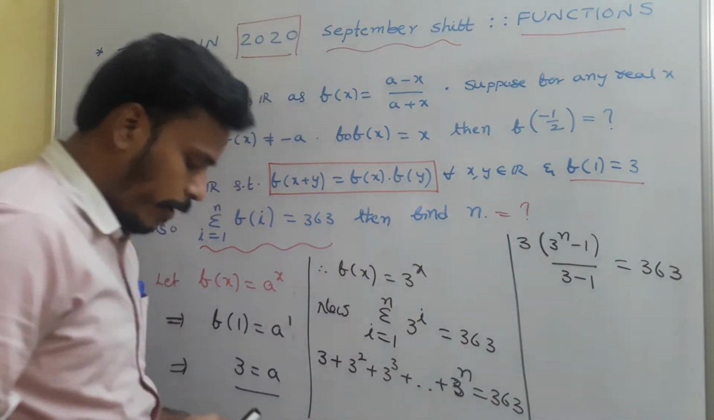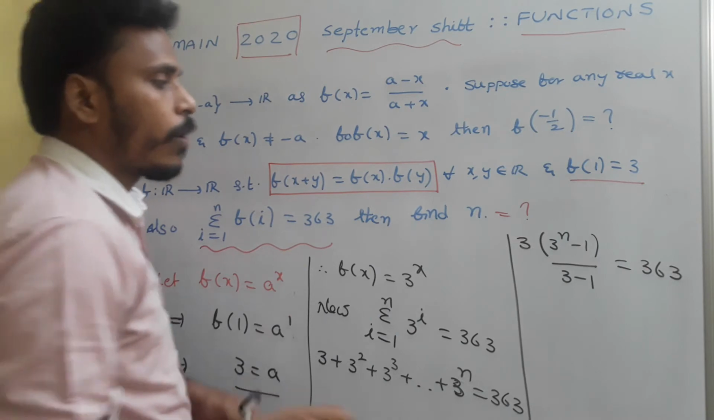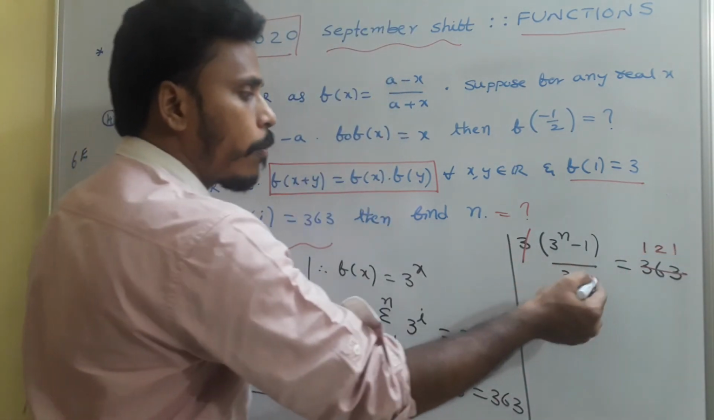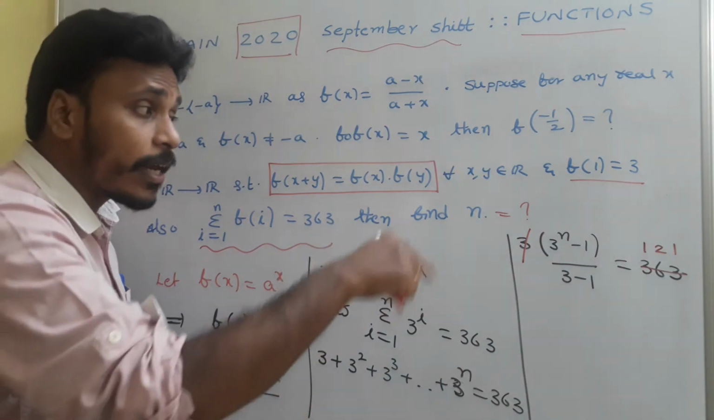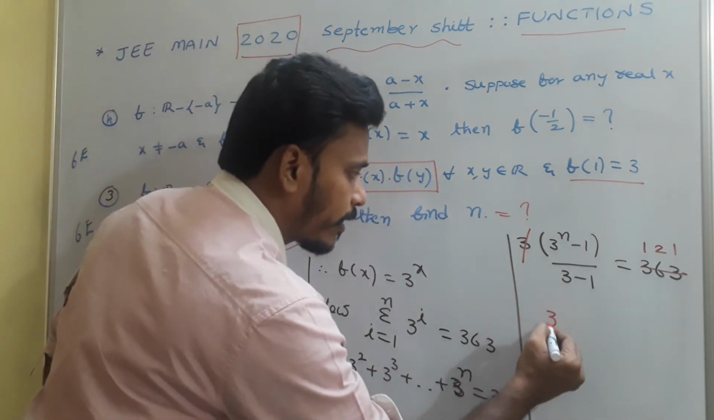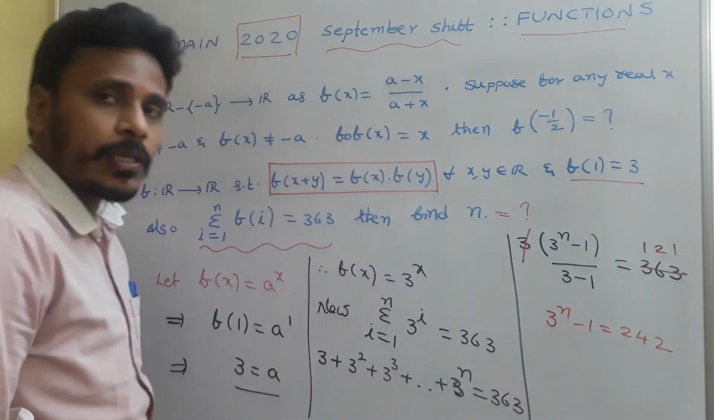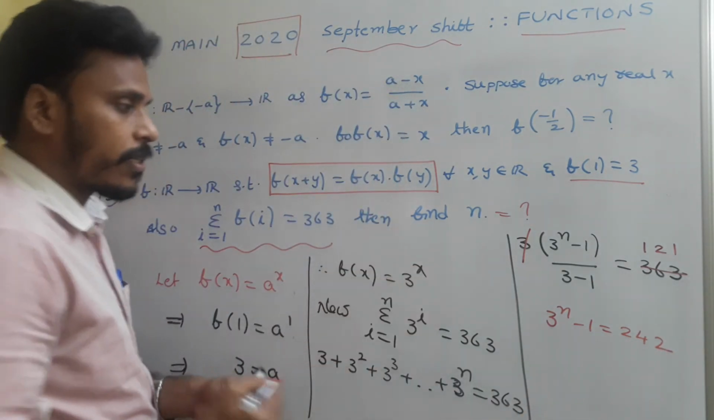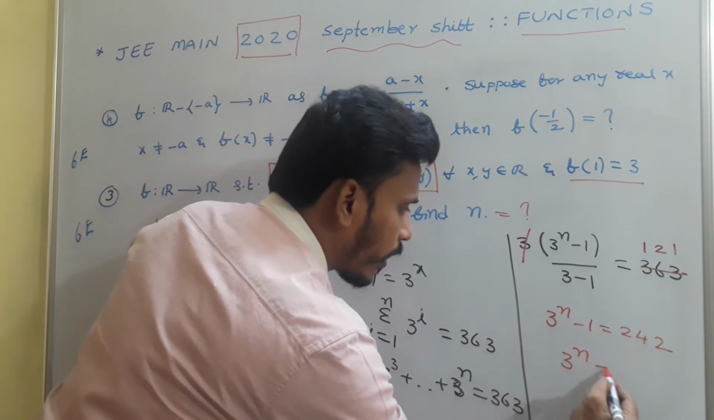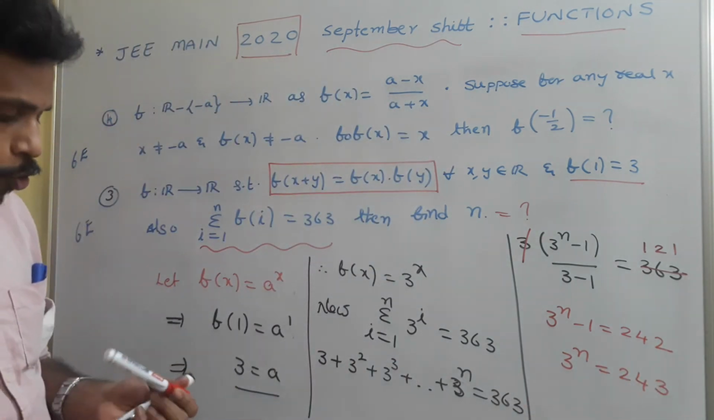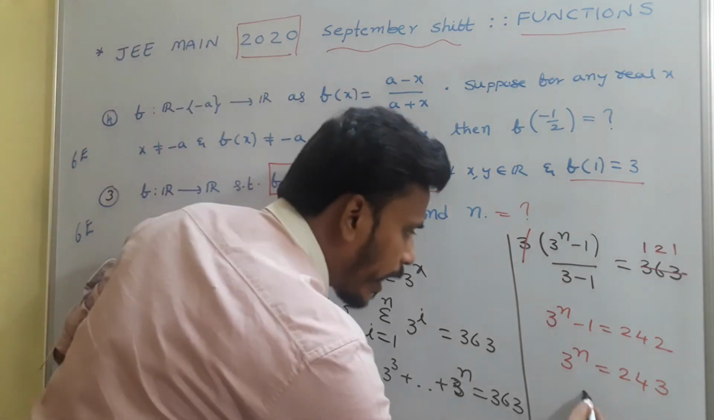So try to simplify. See, 3 and 363, when you cancel it out, 3 into 121s. And the denominator 3 minus 1 is 2, so send this to that side. So you will get 3 power n minus 1 is equal to 242. When you send this minus 1 to that side, you will get 3 power n is equal to 243. If 3 power n is equal to 243, then the value of n is 5.